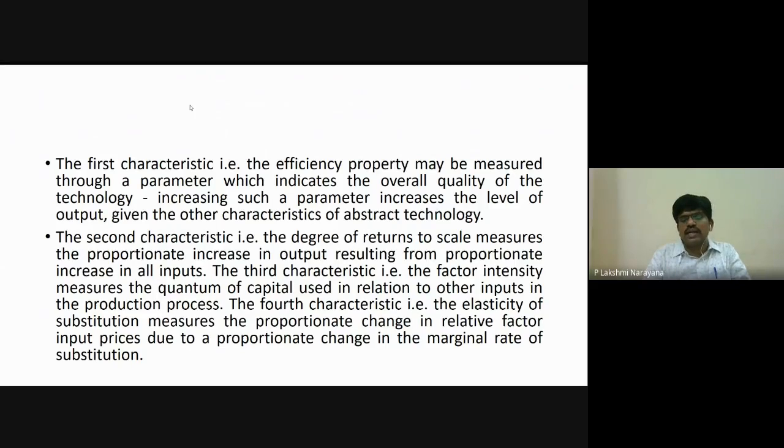Then the last one is the fourth characteristic, that is the elasticity of substitution. The elasticity of substitution measures the proportionate change in relative factor input prices due to a proportionate change in the marginal rate of substitution.